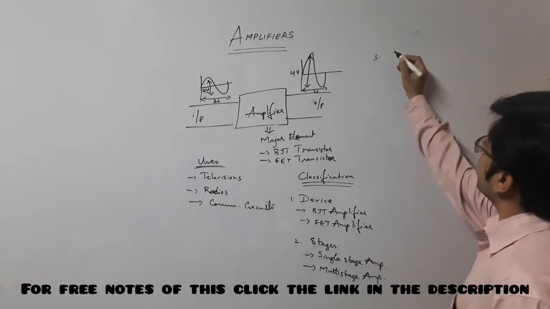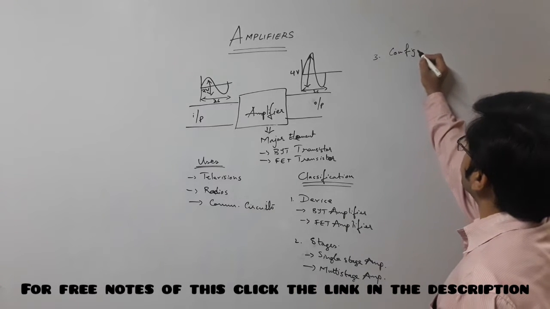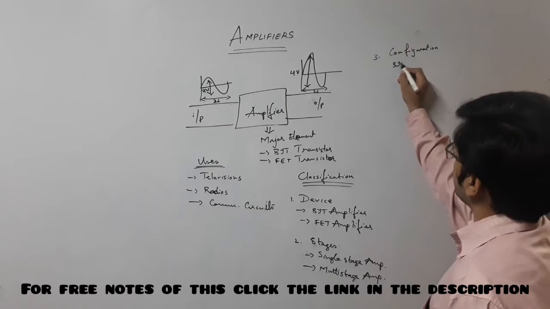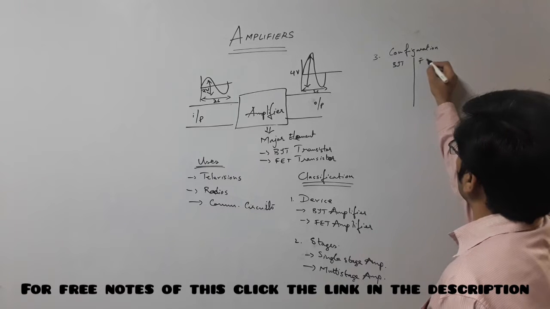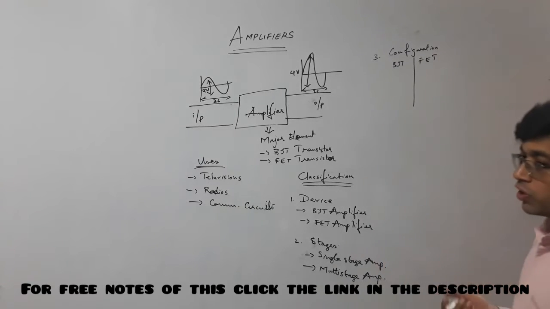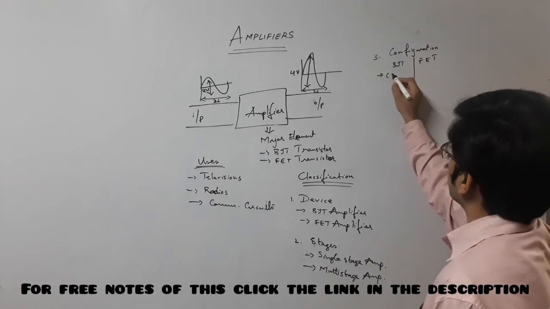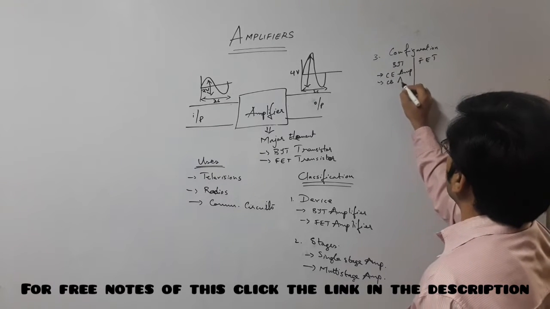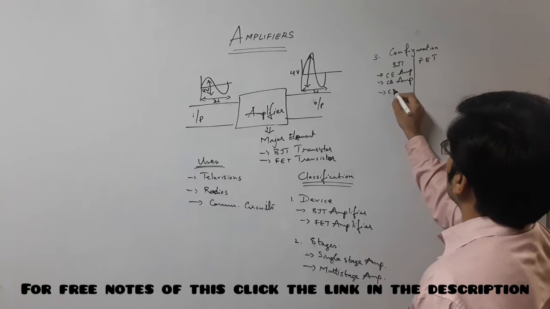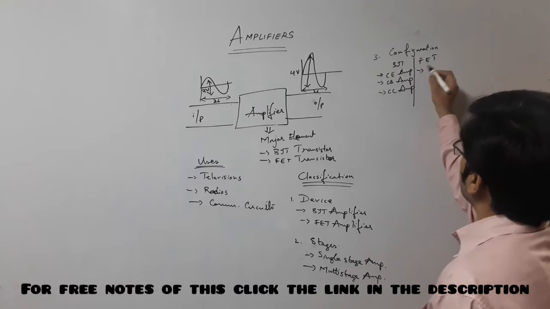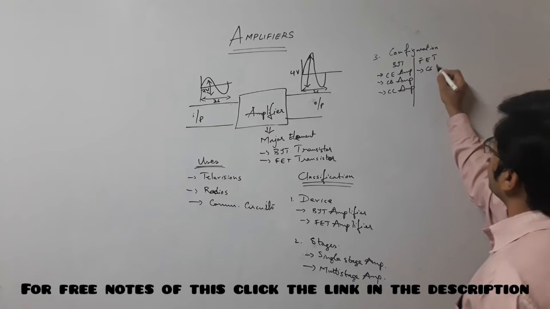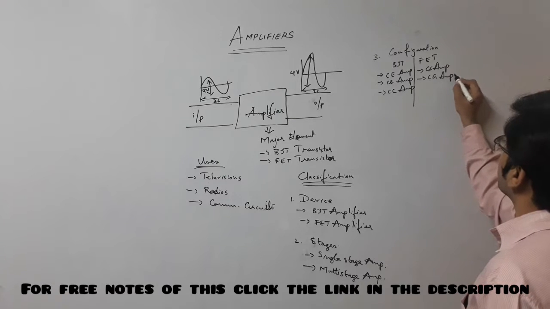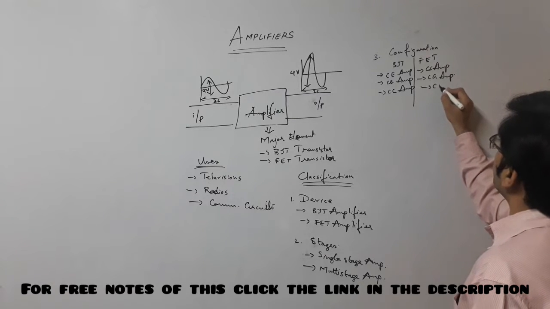The third one is based on the configurations. As you already know, there are two types of transistors, BJT and FET. Based on the BJT configurations, we can have 3 amplifiers: common emitter amplifier, common base amplifier, common collector amplifier. Based on the FET configurations, we have common source amplifier, common gate amplifier, and common drain amplifier.